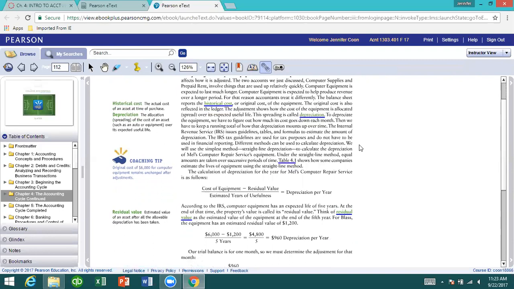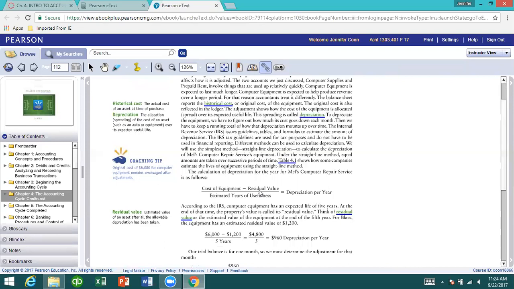The basic way we can calculate this is called the straight line method. You take the cost of the equipment and subtract out how much is going to be left after we're done with it. Or you could think about it almost like your salvage value, how much you could sell it for, or how much you could get for it after you're finished with it. That's what residual value is.